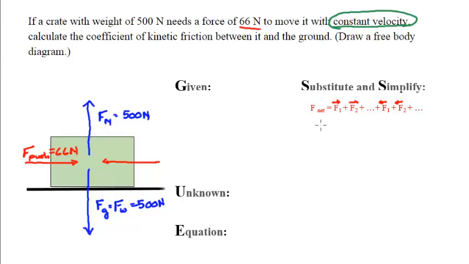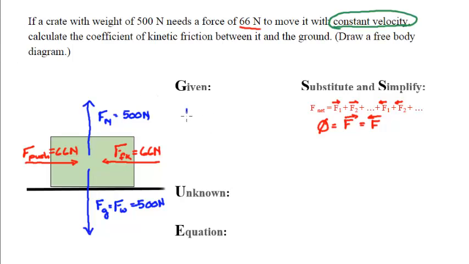And basically, what that says is, because it is at constant velocity, I know that my net force is 0. And so that means that the forces in this direction are exactly the same as the forces in this direction. And so if there's 66 newtons going to the right, the force of friction, kinetic, means that there's 66 newtons going in this direction as well.